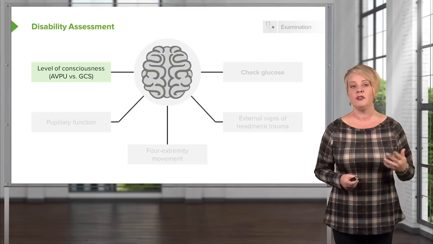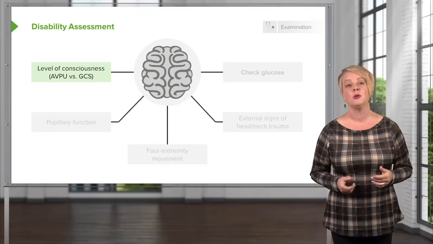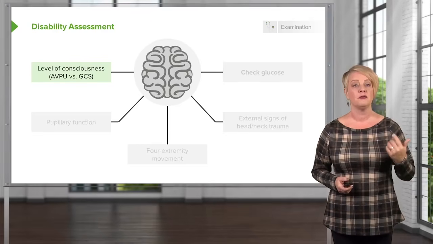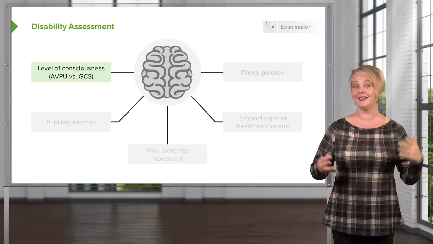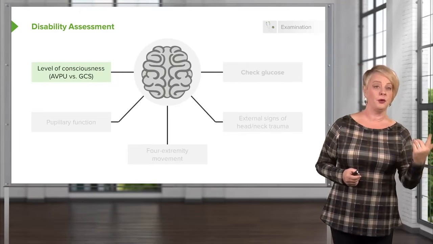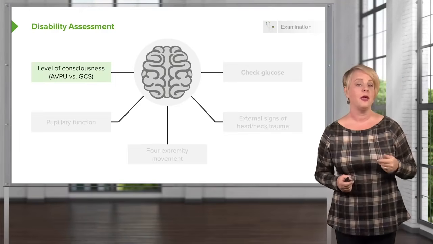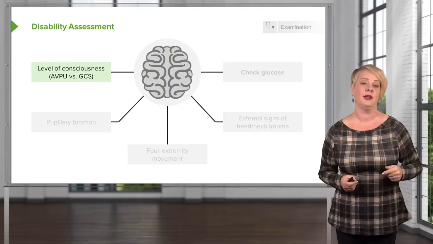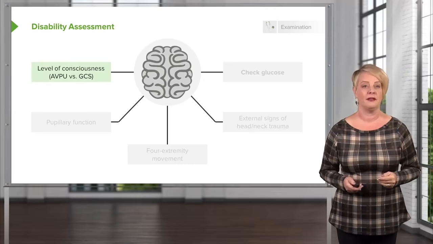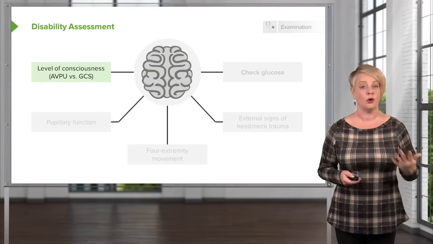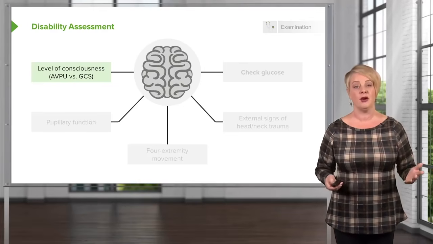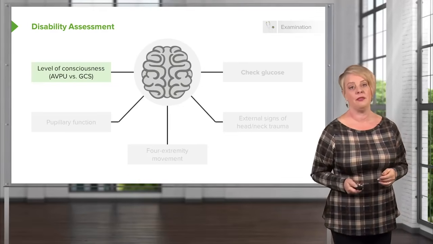However, you can also use the abbreviated AVPU scale, which stands for alert, verbal, pain, or unresponsive, meaning your patient is alert and normal, they respond only to verbal stimuli, they respond only to painful stimuli, or they're completely unresponsive. And as you can imagine, patients who only respond to pain or don't respond at all are clearly very ill, and you should be very concerned about them.